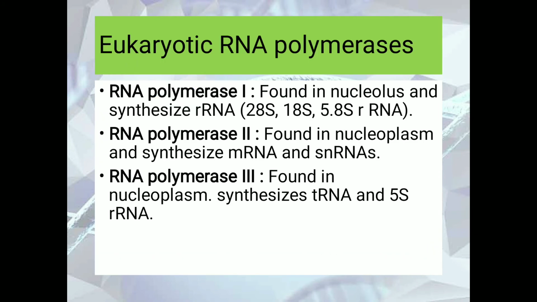Now the eukaryotic RNA polymerases. I already mentioned them before. Let's see their products. RNA polymerase 1, which is found in the nucleolus, synthesizes all kinds of rRNAs, that is 28S rRNA, 18S rRNA and 5.8S rRNA. RNA polymerase 2, found in the nucleoplasm, synthesizes mRNA and snRNA, and at last RNA polymerase 3, found in the nucleoplasm, synthesizes tRNA and 5S rRNA.